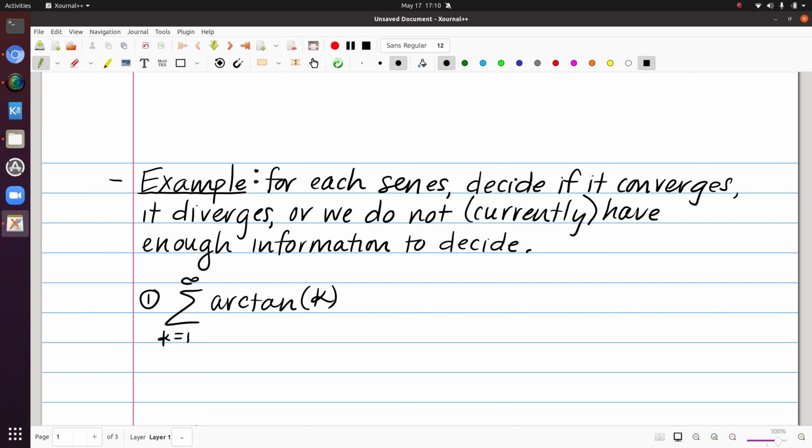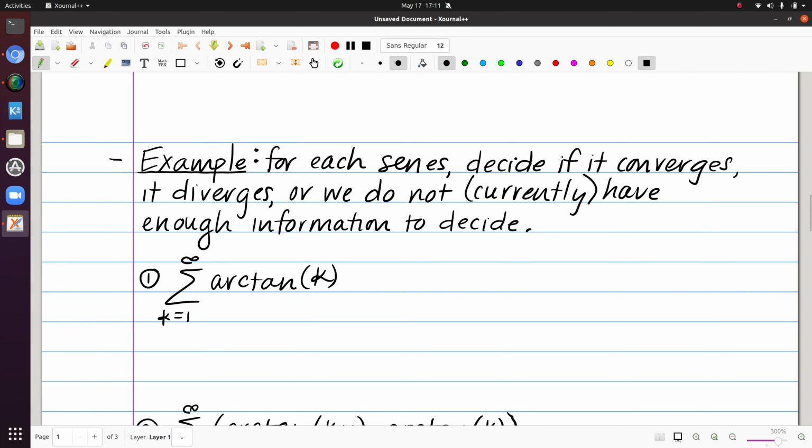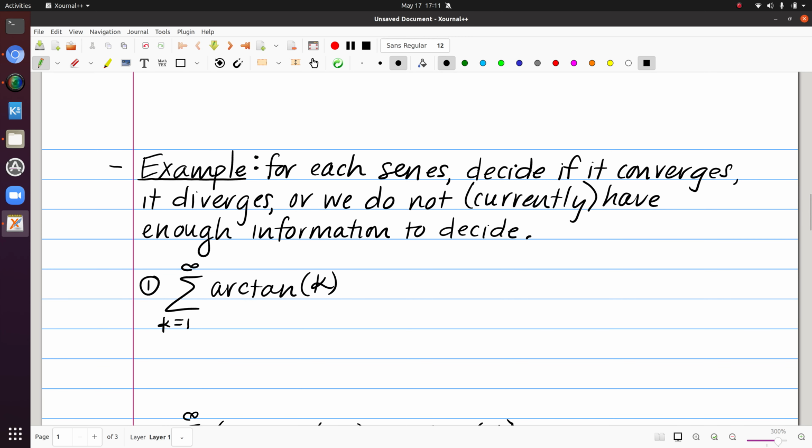And I say currently because we're still going to tack on more tests. So it might be the case that we can look back at a particular example later and solve it even if we can't with what we've seen so far. So at this point, what we have seen is we have the definition of convergence, we have the test for divergence, and now we have the geometric series. So when I'm looking at this here, this is not a geometric series.